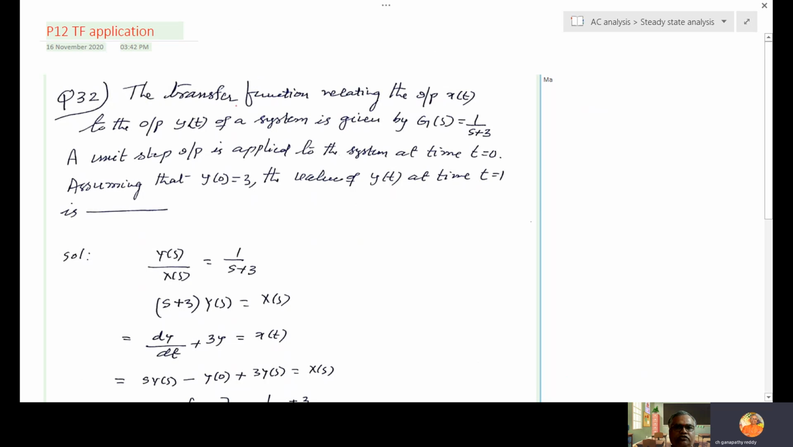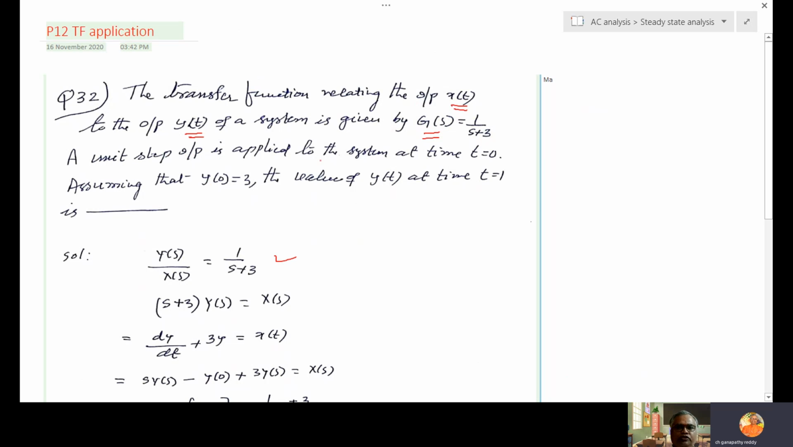Now, the transfer function relating the input x of t to the output y of t of a system is given by G of s equal to 1 by s plus 3. So G of s, purposefully they use different notations. The input is x of t, the output is y of t, the system is given by G of s, so 1 by s plus 3. Therefore, Y of s by X of s equal to 1 by s plus 3, given.